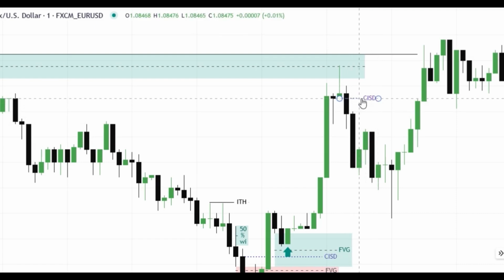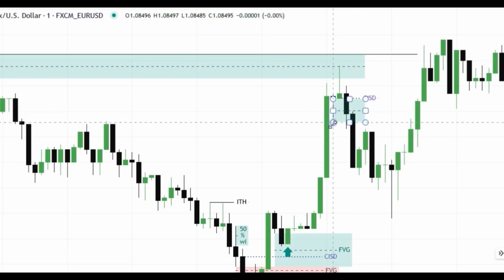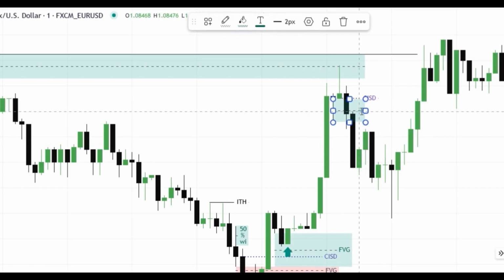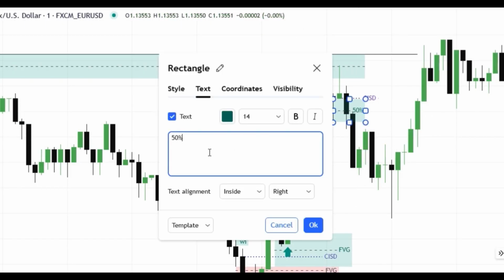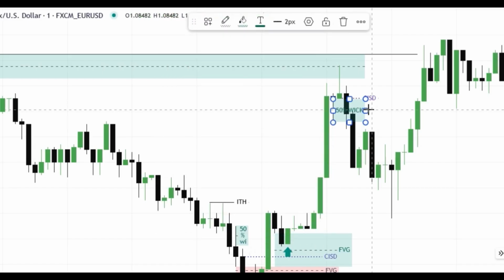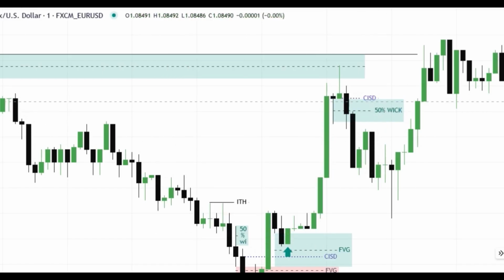Now, where is the second array? This long shadow, this becomes our second PD array. The price comes and passes through it, so this becomes the 50% of the long shadow, consequent encroachment. That's item number 2. And what was item number 1? The CISD.